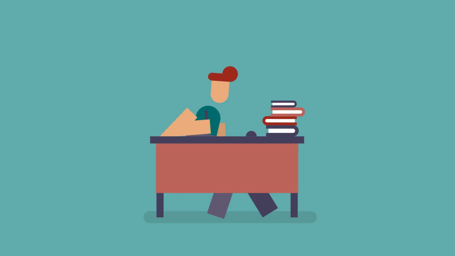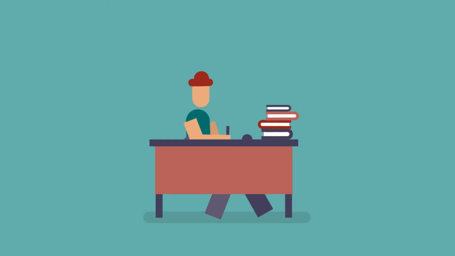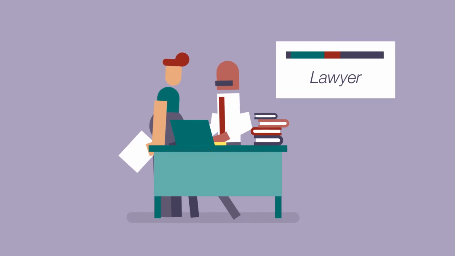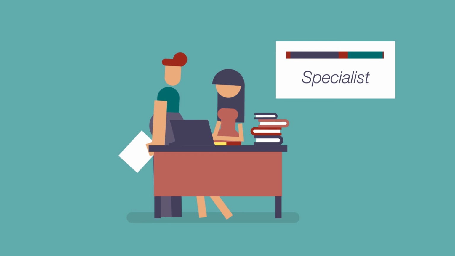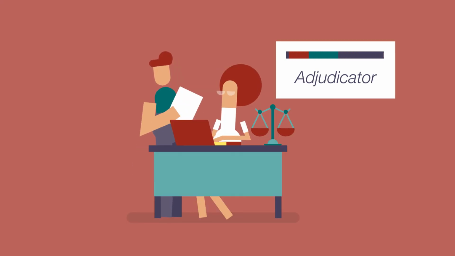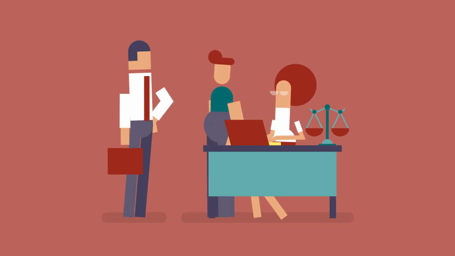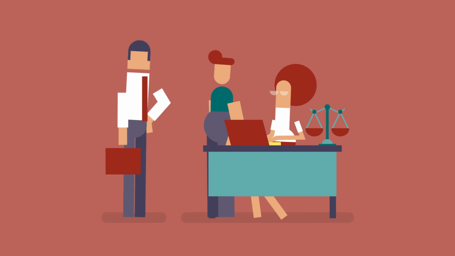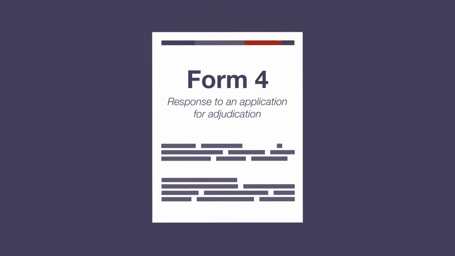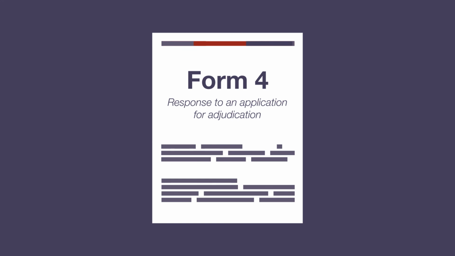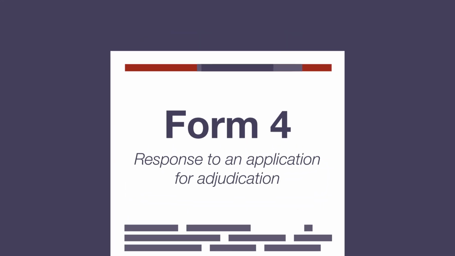It's strongly recommended that if you receive an application for adjudication, that you take action early to prepare a response. If you're unsure, you may consider obtaining expert advice from a professional advisor, such as a lawyer or construction contract specialist. Registered adjudicators can also advise you on claims they're not involved in. You can contact them directly or through a prescribed appointer listed on the department's website. The department's Form 4, Response to an Application for Adjudication, may also assist you in preparing a response.